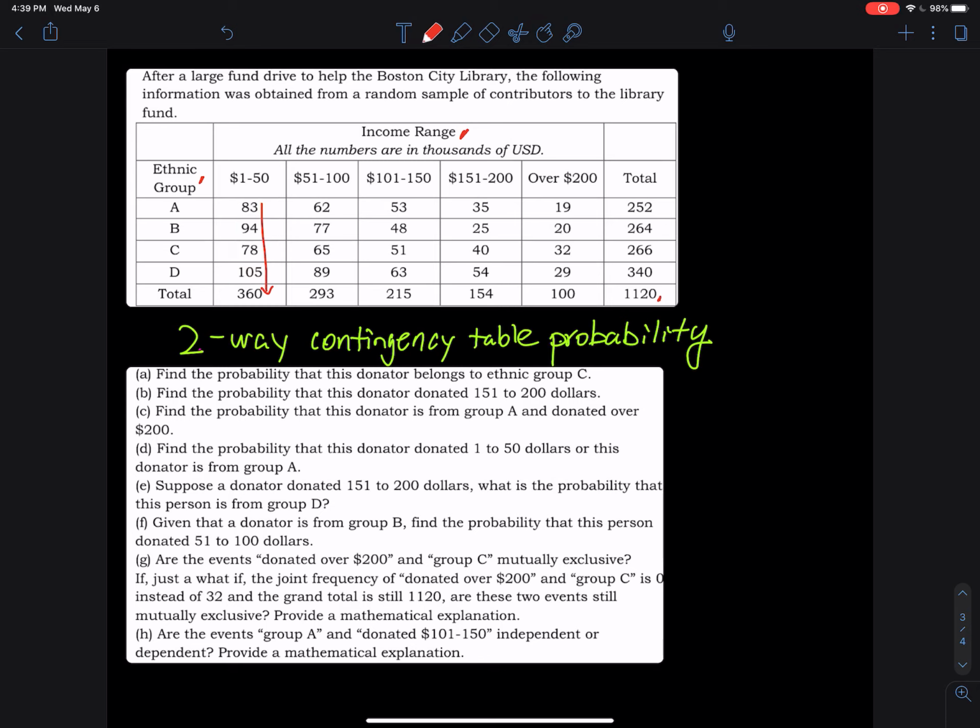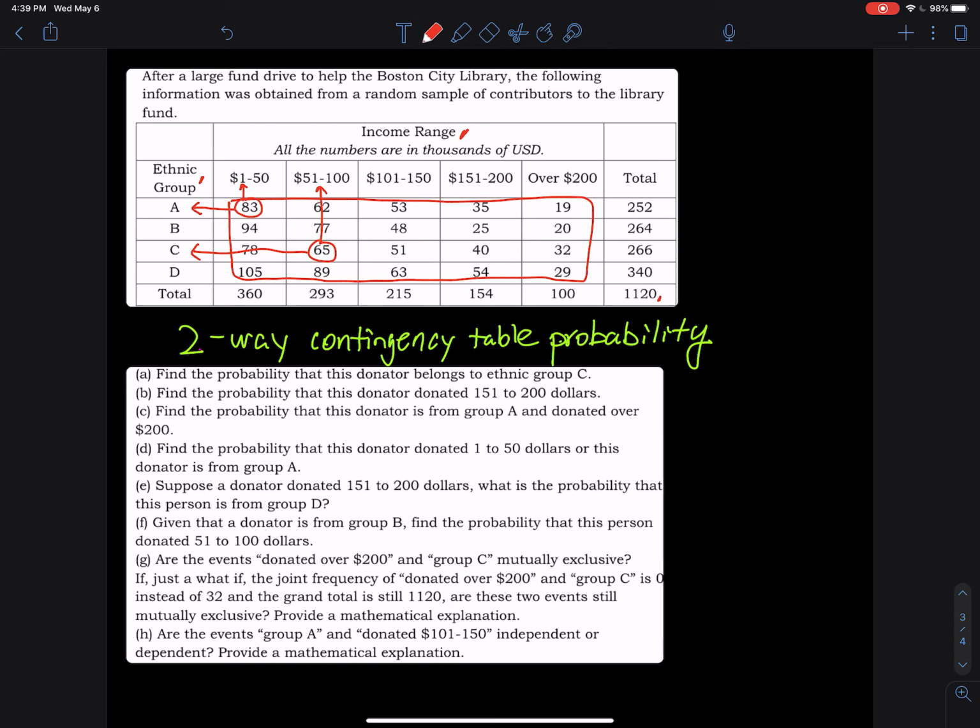And then if you look at each row, for ethnic group A, if you look all the way to the right, the 252 is called the row total. That is 83 plus 62 plus 53 plus 35 plus 19 equals 252. Each of these inner numbers is called a joint frequency, and here is why we call this a two-way contingency table. Every joint frequency corresponds to two statuses, the income range and the ethnic group. So this number corresponds to that income range and that ethnic group. So they are called joint frequencies.